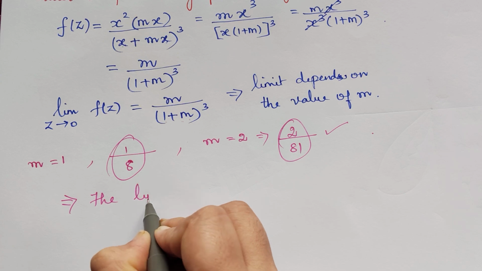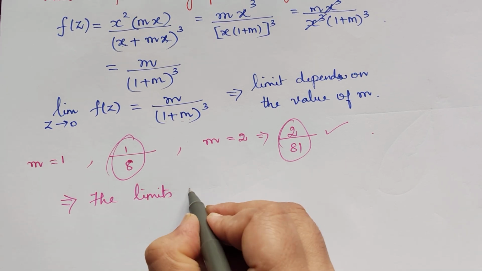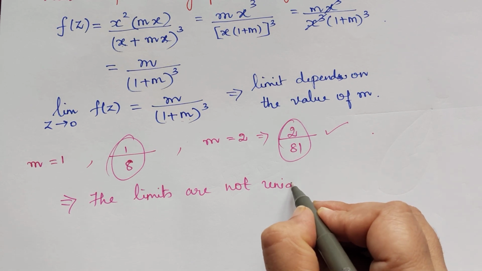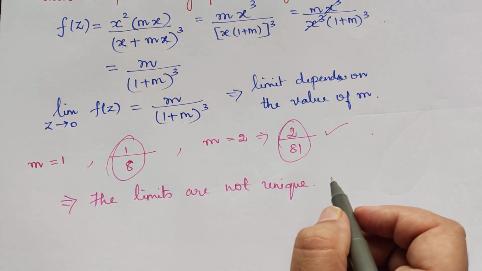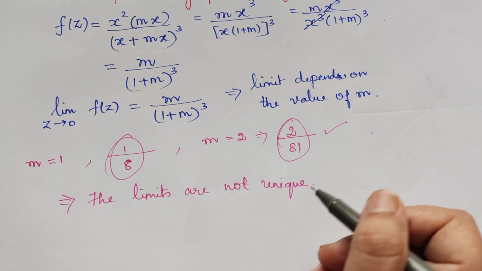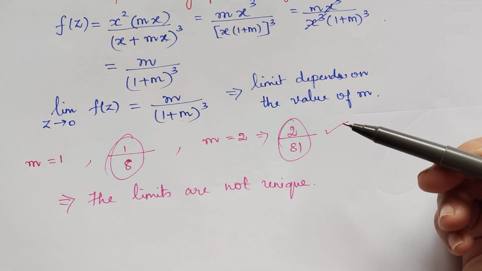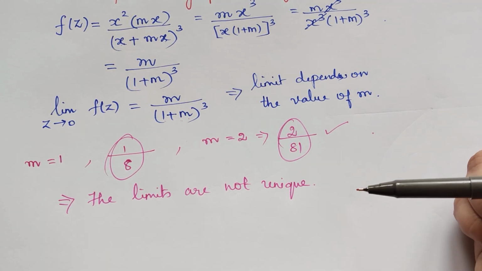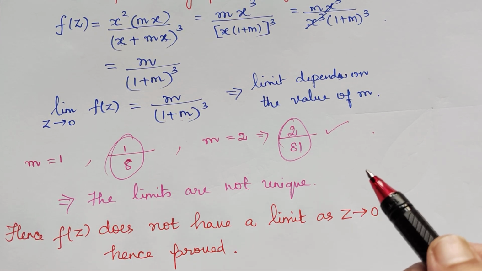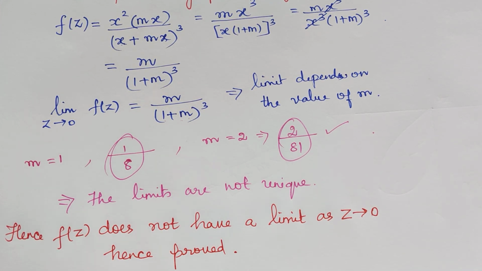The limits are not unique. And if the limits are not unique, then the limit does not exist for this function. Hence we have proved that f of z does not have a limit as z tends to 0. So hence we have proved the required result. We will solve some more problems on this topic.